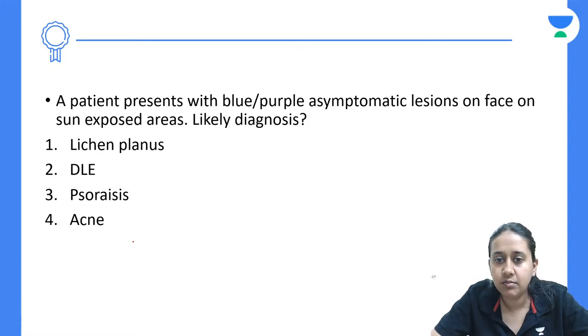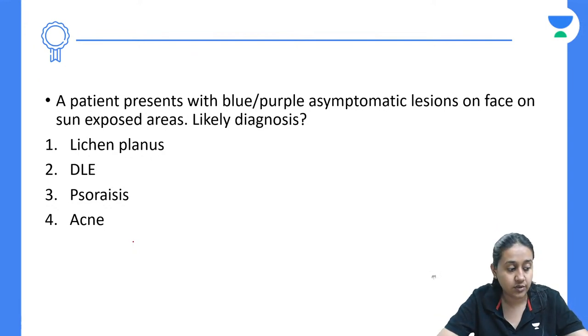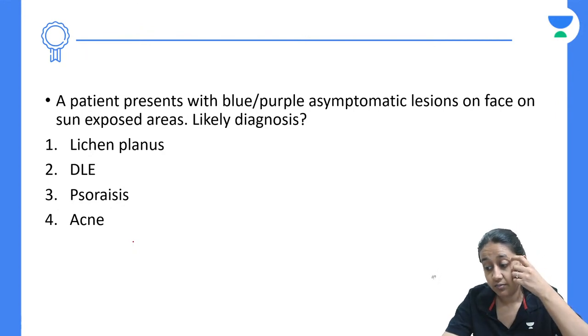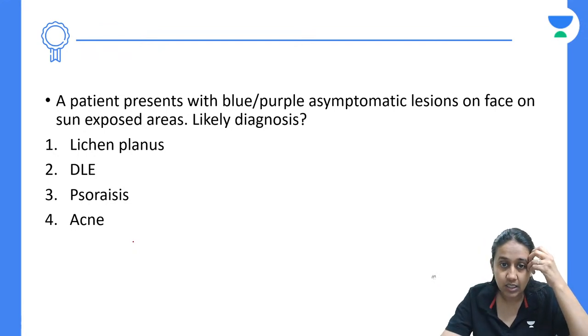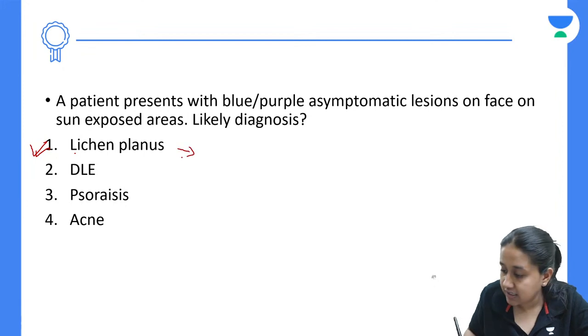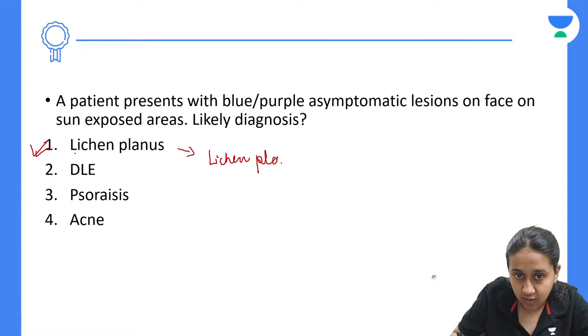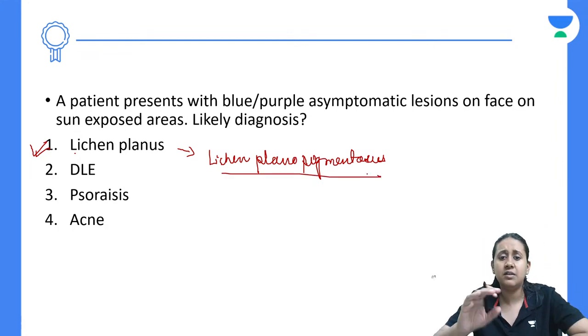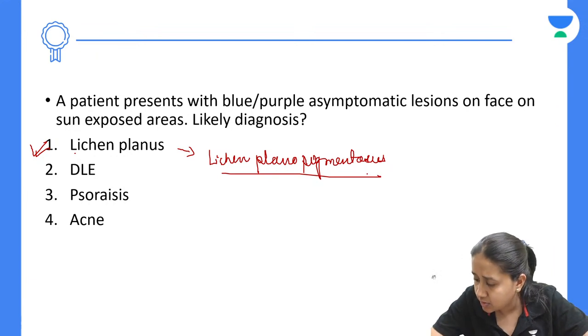Now the patient with blue purple asymptomatic lesions on the face, on the sun exposed areas, what is the likely diagnosis? Anyone can tell me the correct answer here? Bluish purple asymptomatic lesion, what is the correct answer? Very nice. The answer is lichen planus, and it has a very characteristic variant which is known as lichen planus pigmentosus. It will present with a very characteristic pigmented lesion. I hope it is clear, Deepika, Tirath, Ruhi, everyone.